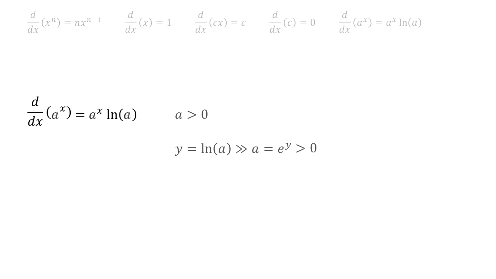Replace a by the Euler number. What is the natural log of Euler's number? 1. So, the derivative of this function is the function itself. That's just one of the cool and unique things about this number.